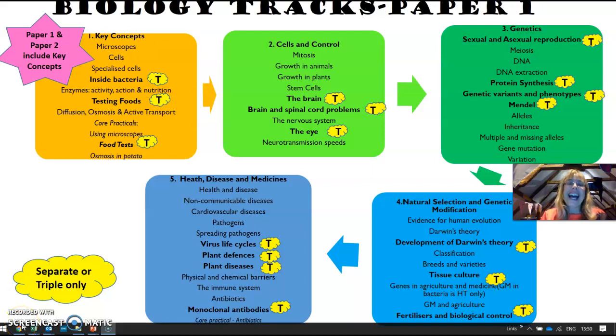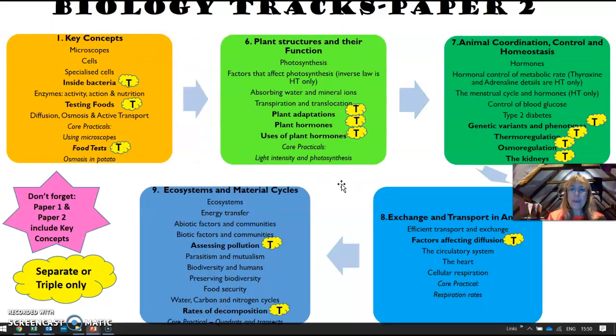Hello. So today we are moving on to a new topic. On the screen at the moment, you can see all the topics that we have completed so far, which are all to do with paper 1. And for this next lesson, we are skipping to a topic in paper 2. Here we go. It's this topic over here, number 8, exchange and transport in animals.